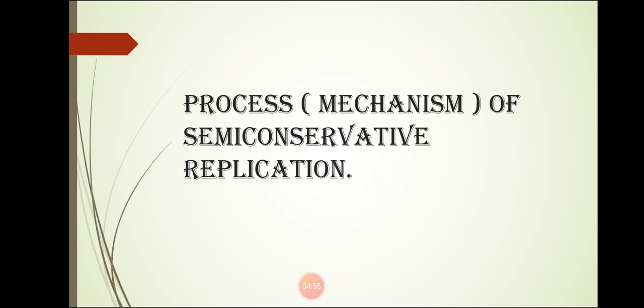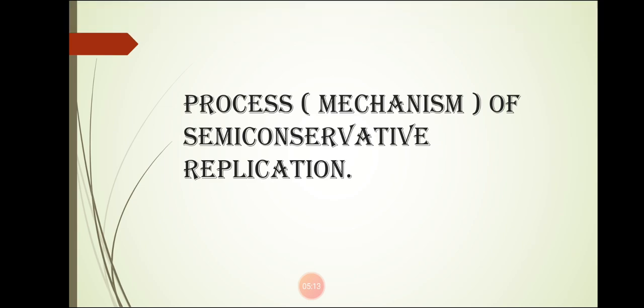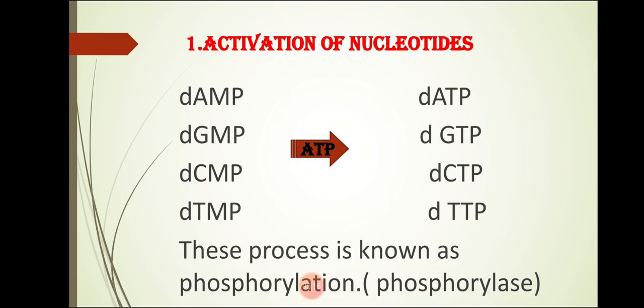Mechanism of semi-conservative replication. The other name for process is mechanism. This process or mechanism of semi-conservative replication we are going to study stepwise. Okay, in this the first step is activation of nucleotides. When we say activation of nucleotides, there are 4 types of nucleotides that we know: adenine, guanine, cytosine, thymine.